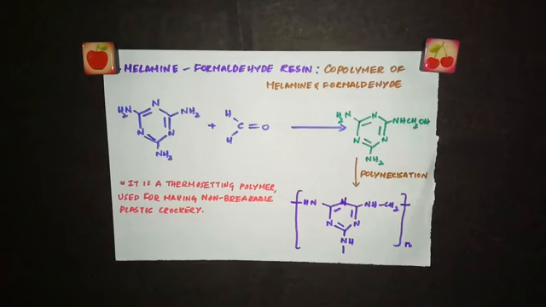Next one is melamine formaldehyde resin. This is a copolymer of melamine and formaldehyde. So this is the structure of melamine. You know how to draw a benzene ring? In a benzene ring we have carbons everywhere. Here, instead of carbon, you put nitrogen, N, N, N, and in all 3 positions NH2. This is the formula for melamine, and you know this is formaldehyde.